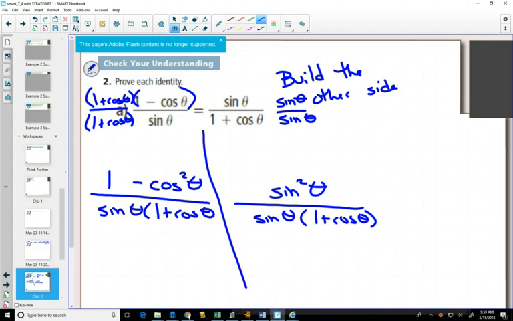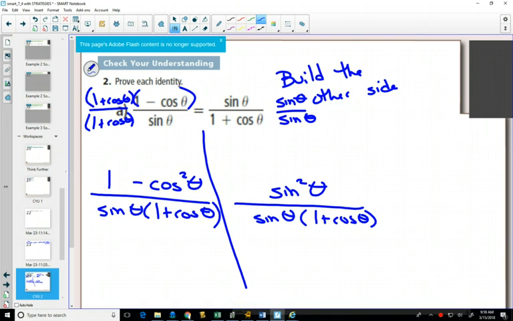And so what we've done at this point is we've got our denominators the same. So we feel like we're a little bit closer. And now we just have to look at our numerators. Is there anything I can do to my numerators to make them the same?